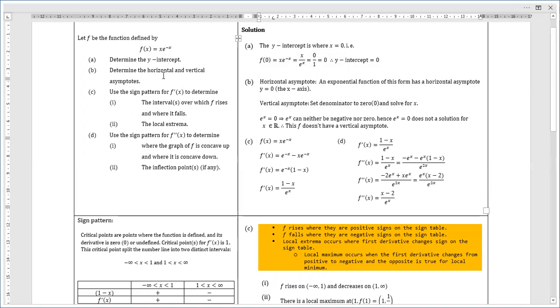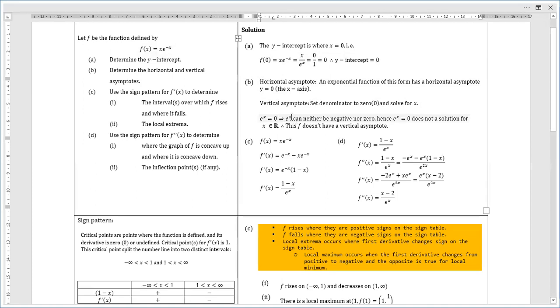All right, but for this question here, we can see that this is an exponential function, which is like the basic form of an exponential function. So this has a horizontal asymptote y equals 0, which is the x-axis. For our vertical asymptotes here, we can set the denominator to 0 and then solve for x. So in our case here, the denominator is e to the power x. So e to the power x is equal to 0.